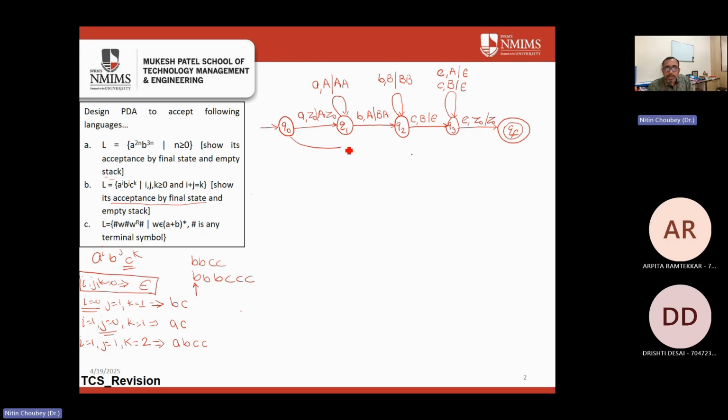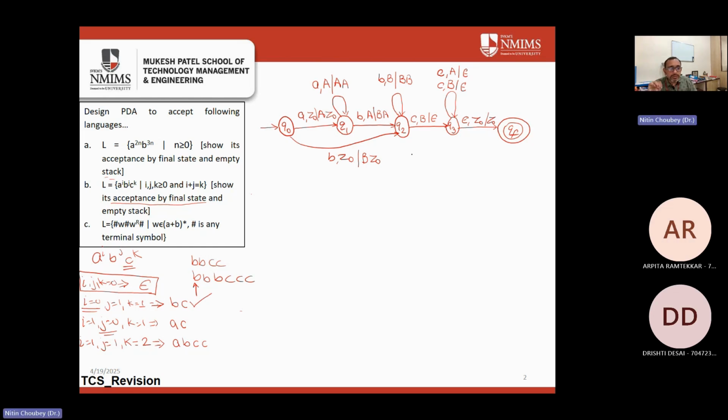From Q0 on the input of b, we get directly B Z0, because stack would contain Z0 as a bottom of stack indicator. B Z0, push B on Z0. And thereafter for all the B's, we'll have this B available on the stack top. So we'll go for Q2, B B gives B on the top of B. So this whole diagram will work for the same scenario. So another case we have solved wherein I is equal to 0.